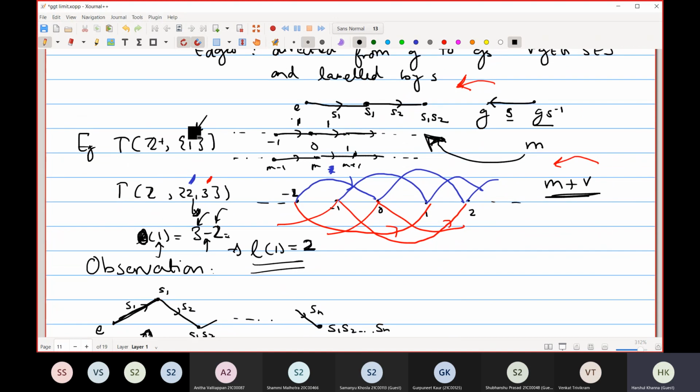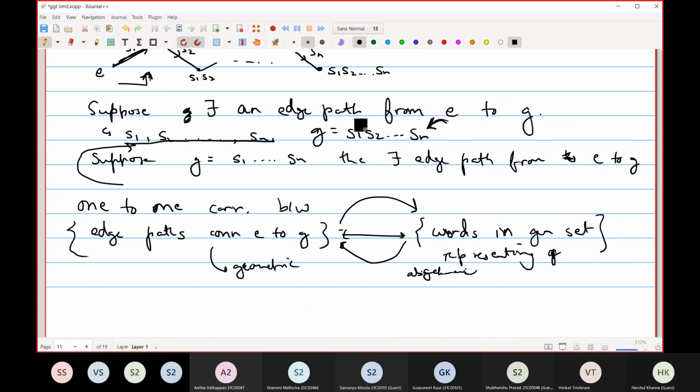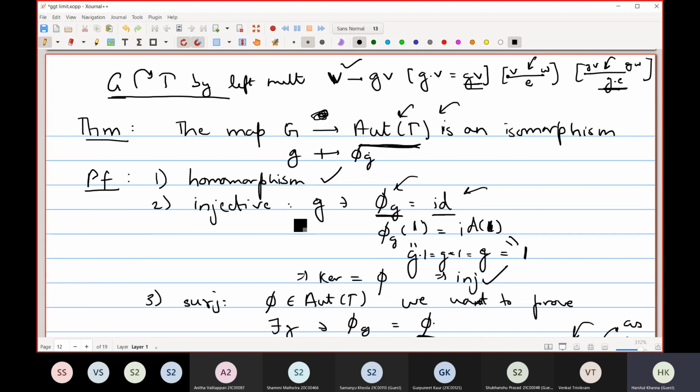But what about this example? Well, 1 is a generating set element here. That implies the length of 1 is equal to 1. Right. So the idea of word length should be clear to you.